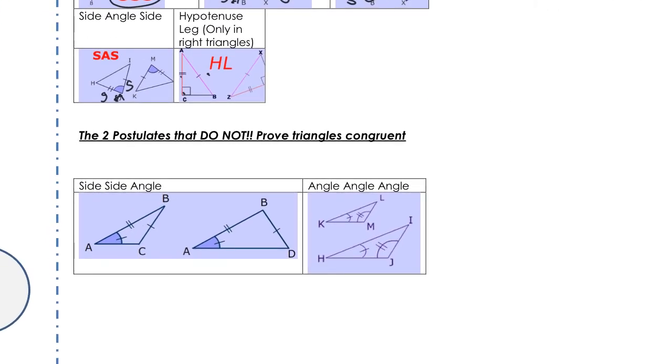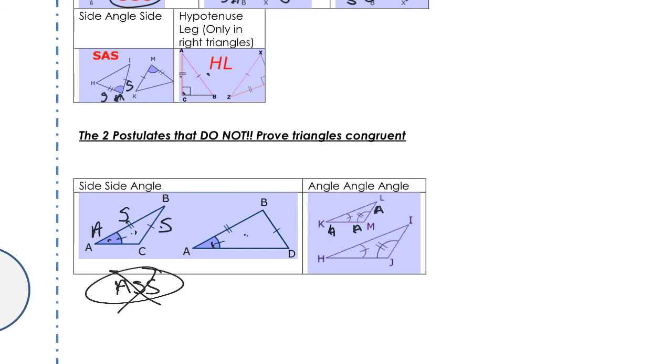The 2 that do not work. So I could have 2 angles that are the same, a side, then another side. If I wrote this out, that spells ASS. We can't have that in math class. And if you look, those 2 triangles are not the exact same shape and size. So ASS doesn't work.